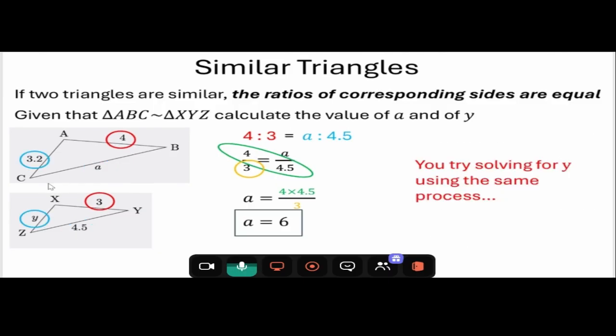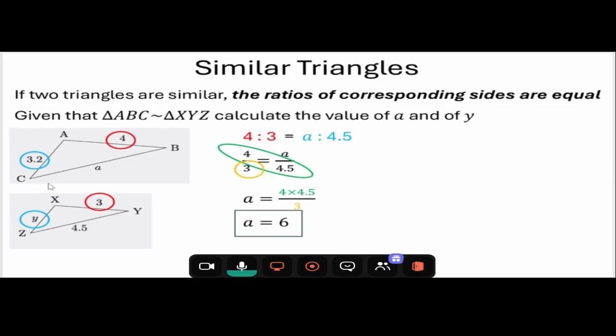So you try solving for Y using the same process. So start with the pair you know, then the pair with the thing you want to find, and use ratios to solve. Okay, let's give this a try. So we always want to start with the pair we know. We technically now know this pair, right? A is 6, so 6 and 4.5. I would avoid using that one unless you have to, because what if you made a mistake when you solved for A? So you might as well use the pair that you definitely know for sure, which is the 4 and the 3. Now the 3.2 and the Y are a corresponding pair in this case.